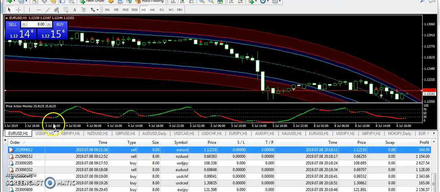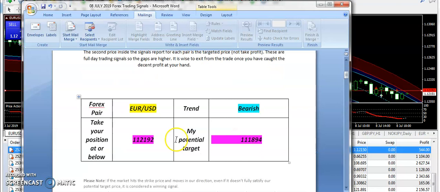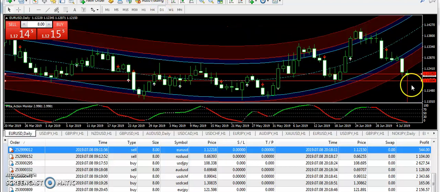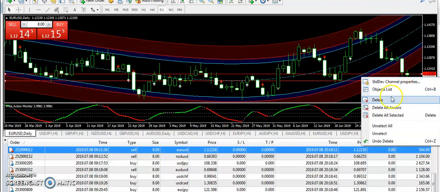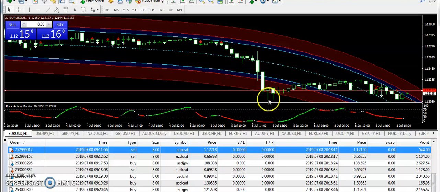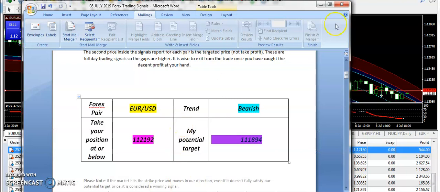Okay, now let's get started with Euro USD. Euro USD with a bearish expectation from 1.12192, and 1.11894 is the target price. You can see that the level is already broken and Euro USD is going down. If we go to the daily chart, look at this candle that's already prepared at the moment. You can see it's making bearish momentum. Till now we do not have any bullish signs on the chart on Euro USD. So right now we can clearly say that it's in the bearish zone. That's why we have given the bearish signal in our signals report.